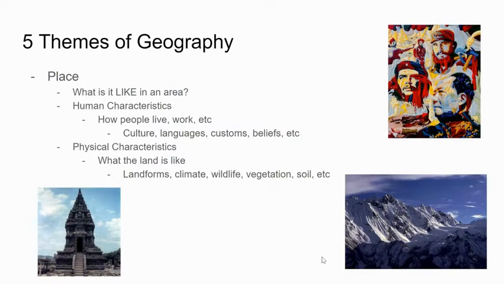The next theme, place. So place is different than location because place is what is that location like? What does it look like with the land? What is it like with the people living there? So we think of place whenever we think of traveling somewhere or when we think of politics, the culture, the food that people eat in a specific area. We define these different concepts as human characteristics, how people live and work, and physical characteristics. What does the land look like? If there were no people, what would I see?